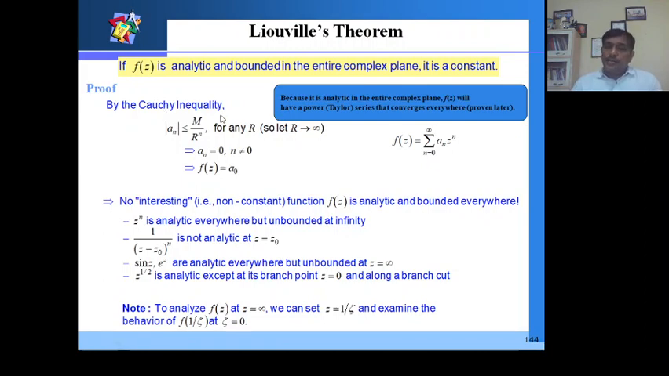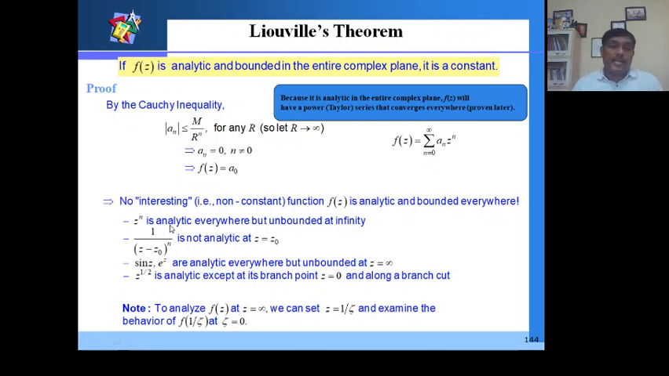By the Cauchy inequality, mod a_n is less than or equal to M by r to the power n for any r. So let r tend to infinity, because it is a series expansion. f of z is equal to summation n from 0 to infinity a_n z to the power n. Here a_n is equal to 0 for n not equal to 0. The function must be equal to a_0. Now, interesting: a non-constant function f of z cannot be analytic and bounded everywhere.